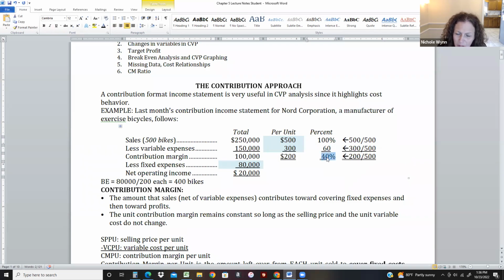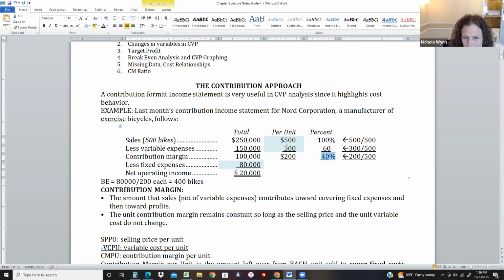And what that means is we make 40 cents on the dollar. So every time we have a dollar of sales, we get to keep 40% of it to cover the fixed costs. And then once we cover the fixed costs, we'll contribute to our profit. So this CMR is what this is called. This is called a contribution margin ratio.